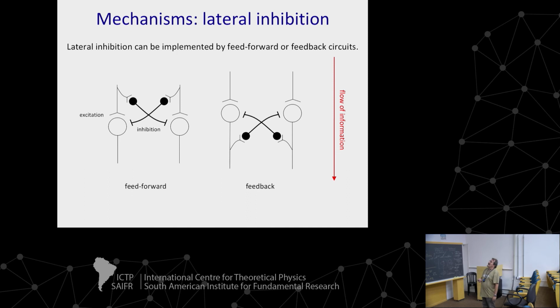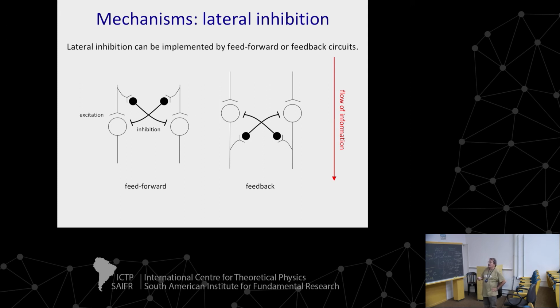Now, just to give you some examples of possible mechanisms that one could have just by connecting cells in excitatory and inhibitory ways. One of the mechanisms is so-called lateral inhibition. It's a mechanism in which cells inhibit whatever is to their sides. So a cell inhibits cells to its right or left side.